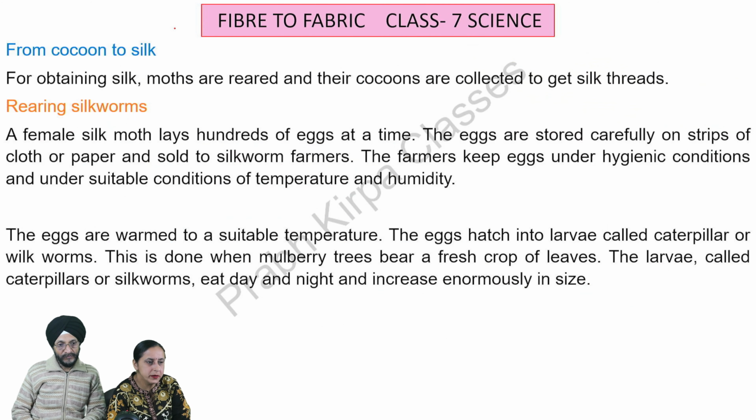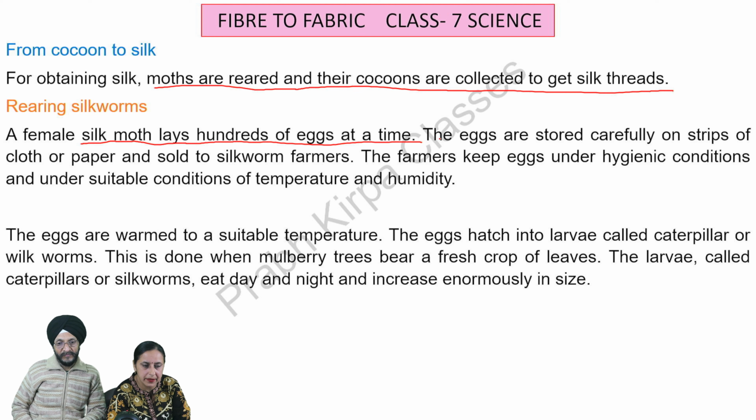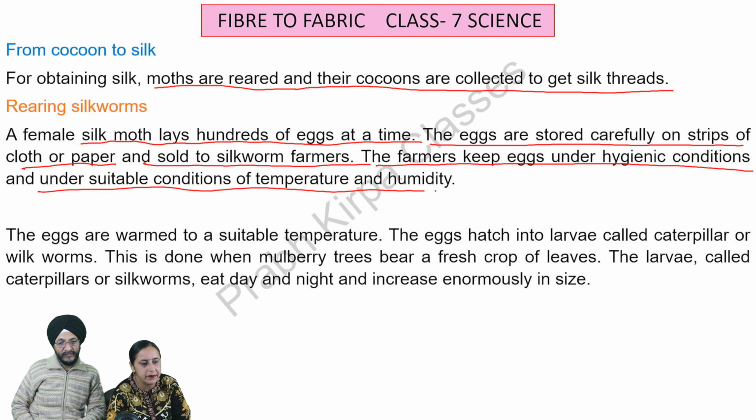From cocoon to silk. For obtaining silk, moths are reared and their cocoons are collected to get silk threads. Rearing silkworms. A female silk moth lays hundreds of eggs at a time. The eggs are stored carefully on strips of cloth or paper and sold to silkworm farmers. The farmers keep eggs under hygienic conditions and under suitable conditions of temperature and humidity. The eggs are warmed to a suitable temperature.